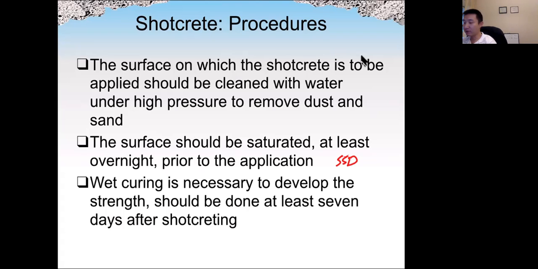After the shotcrete is applied, we should use wet curing. This concrete shrinks easily and a lot because the mix design is kind of special. So we need to use wet curing to reduce the shrinkage and ensure the strength development, at least 7 days.